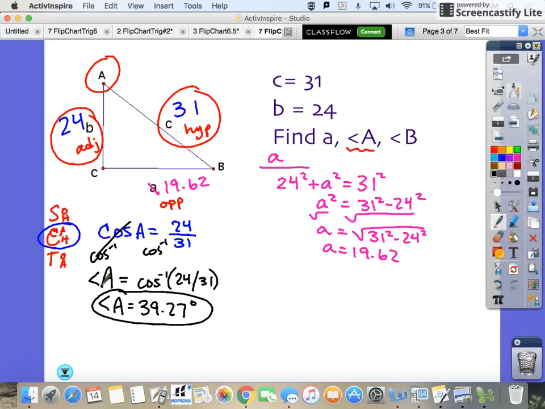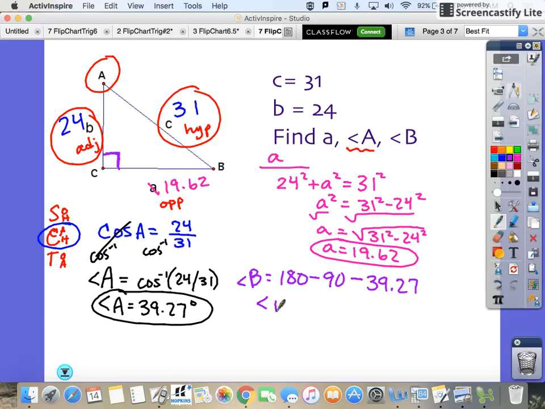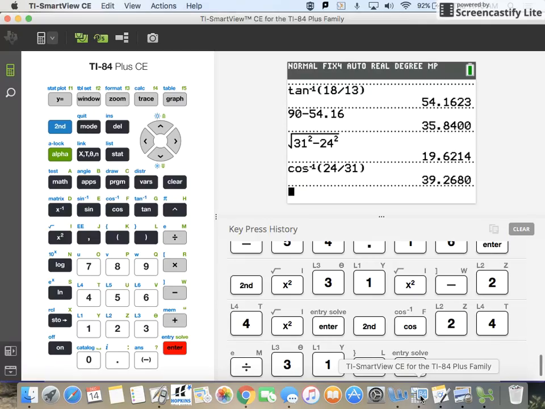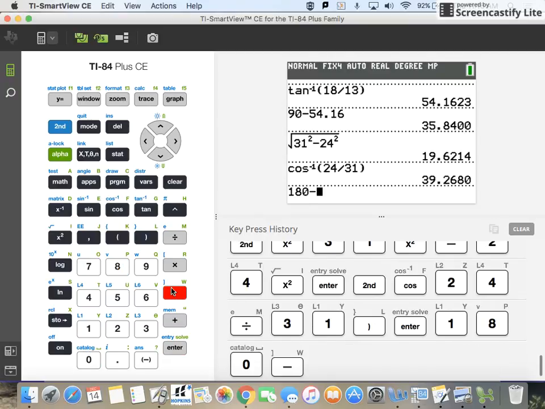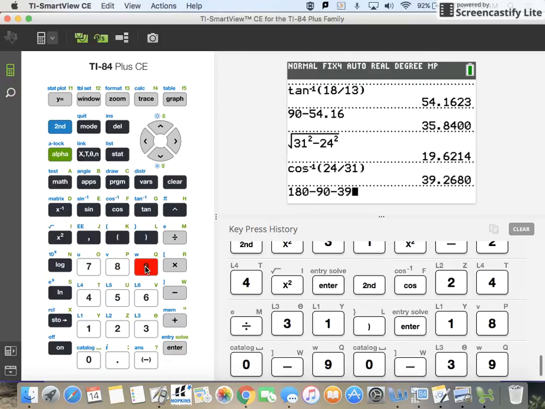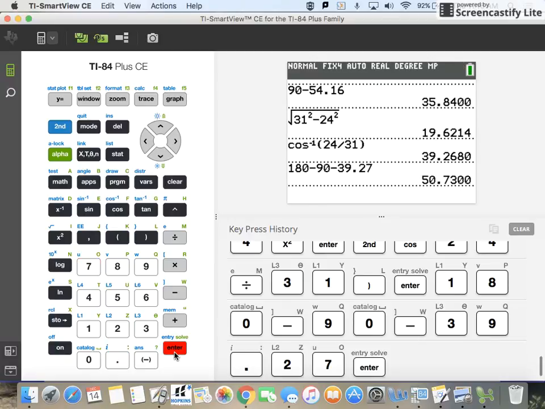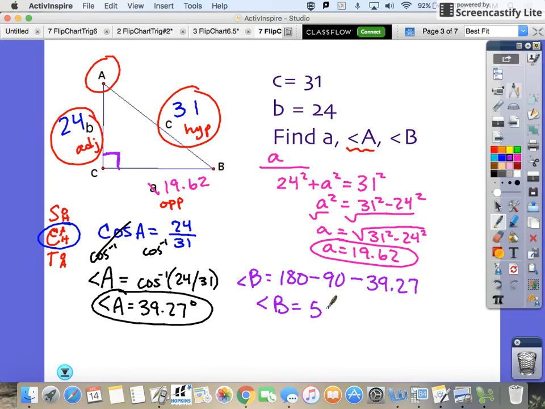So that means that our third angle, angle B, so we found side A, angle A. To find angle B, what we're going to do is 180 minus 90 because of this one right here, minus 39.27. So angle B equals 180 minus 90 minus 39.27. So the other angle is 50.73 degrees. So those are our two angles and the side.